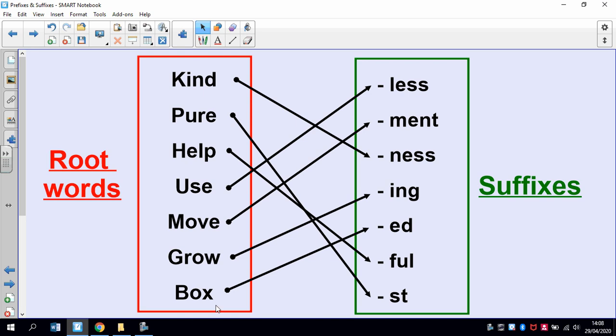Doesn't change too much, but it is a key suffix that we need to be able to remember how to use. Okay? And the spelling wouldn't change. You'd have to make sure that you put B-O-X-E-D. Alright?